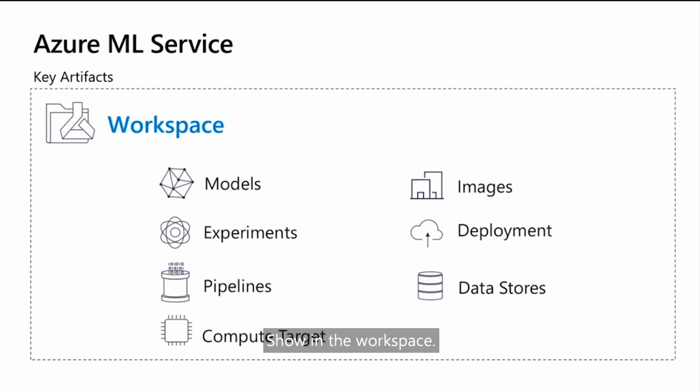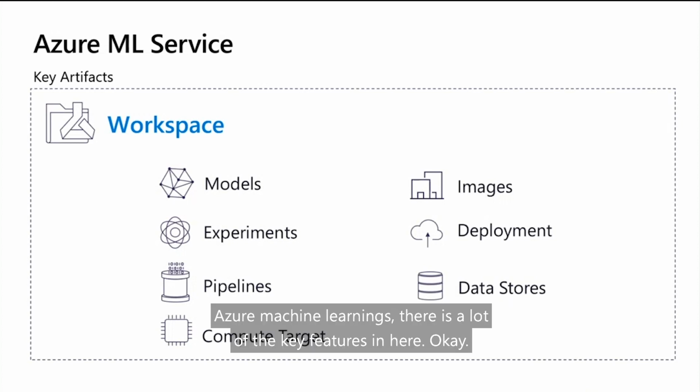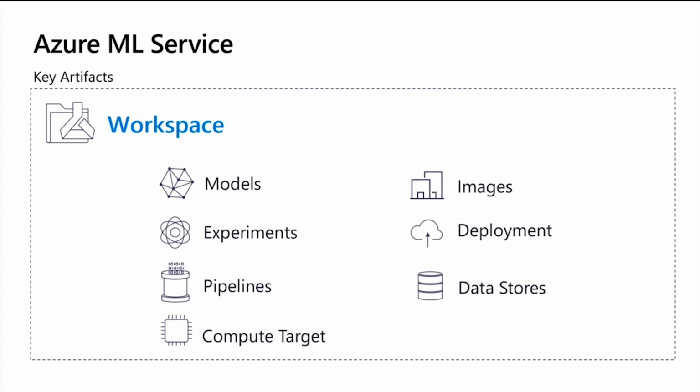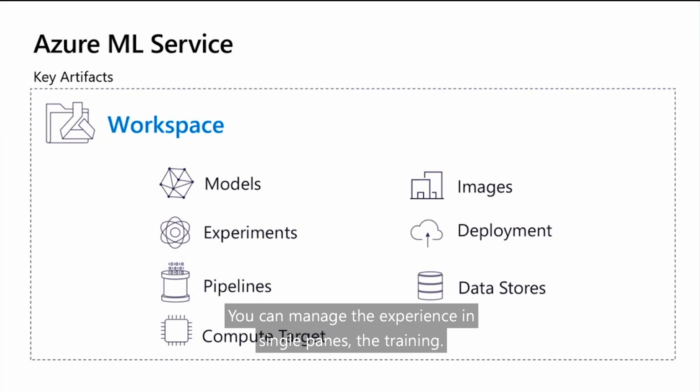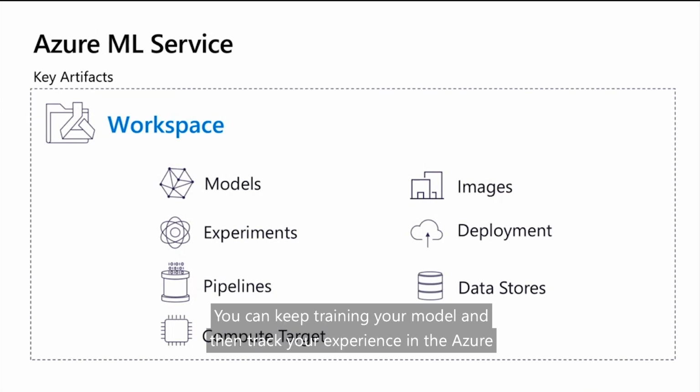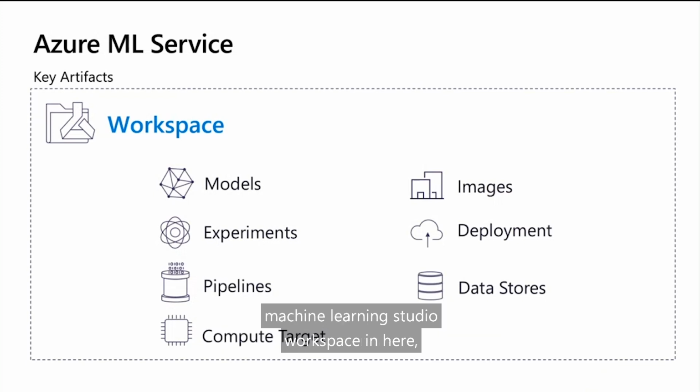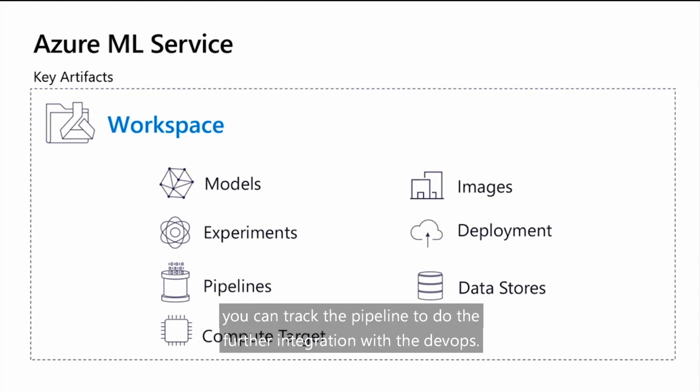So in the workspace, Azure Machine Learning has a lot of key features. With the models, as I said, you can track and save the model in a single pane. You can manage the experiments in a single pane. For training, you can keep training your model and track your experiments in the Azure Machine Learning Studio workspace. You can track the pipeline to do further integration with DevOps.